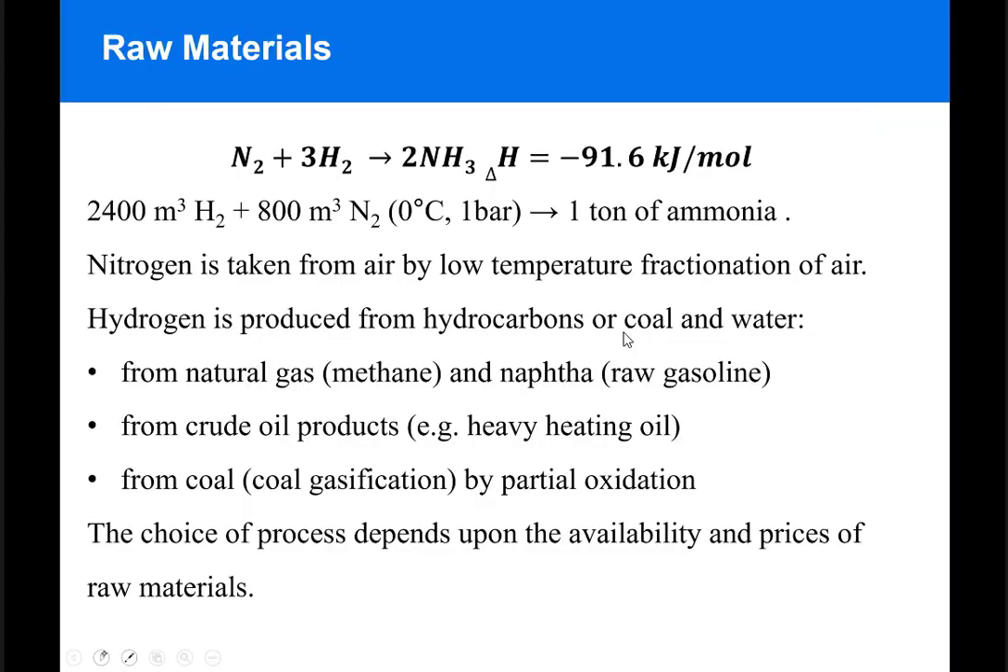As we said, the raw materials for this process are simply nitrogen and hydrogen, and typically if the reaction is conducted at 0 degrees Celsius and 1 bar, 2400 cubic meter of hydrogen combined with 800 cubic meter of nitrogen would produce 1 ton of ammonia.